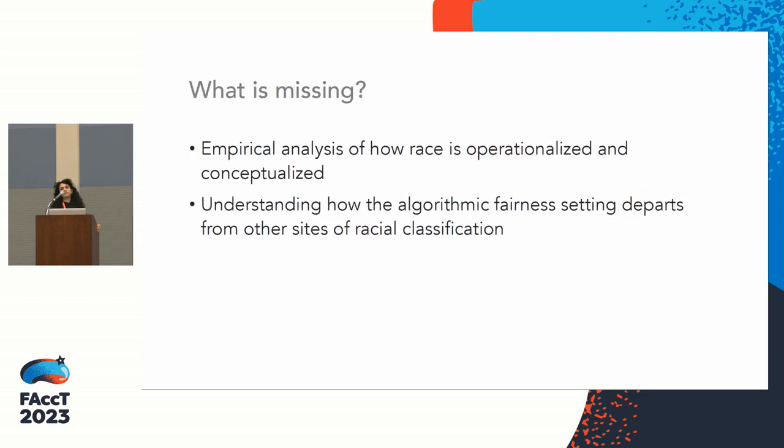And despite this really great critical literature, we argue that there's some stuff that's still missing. Namely, we think an empirical analysis is important to understand how racial classification plays out in practice within this community. And second, the critical literature has tended to assume that the algorithmic fairness community is just uncritically reproducing what's already been institutionalized elsewhere, rather than examining the algorithmic fairness community as its own setting with its own norms and practices. So we'd like to look into that.